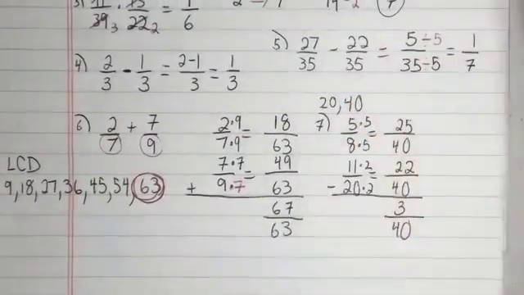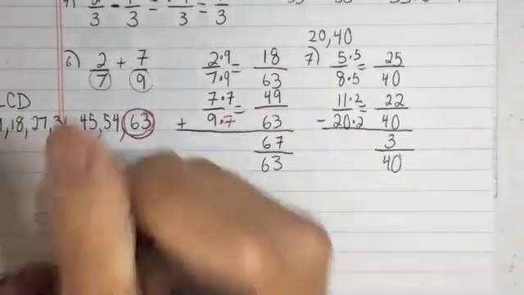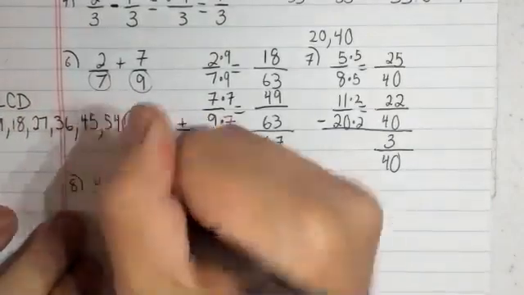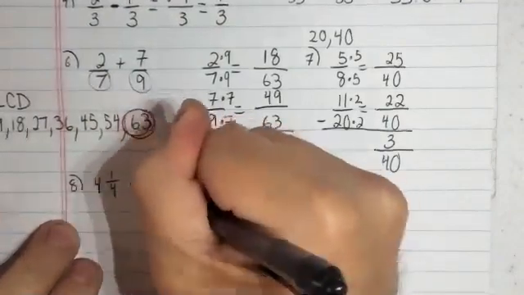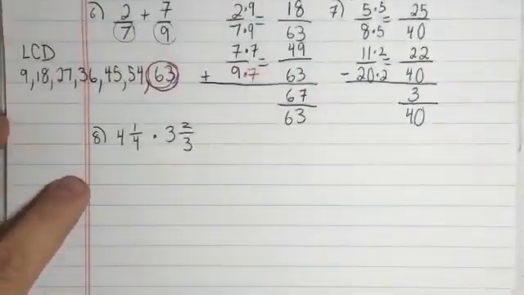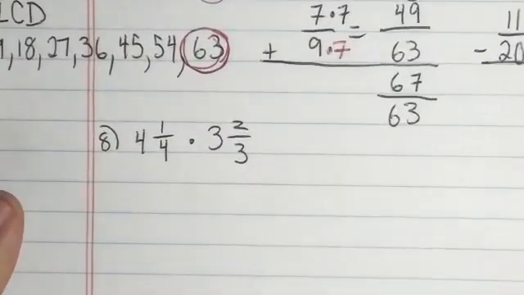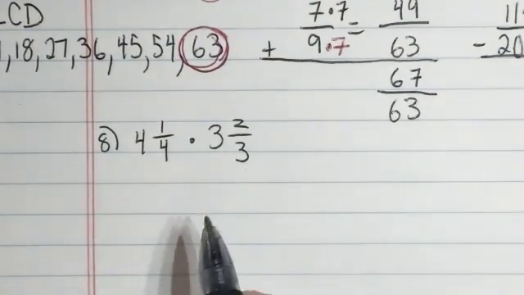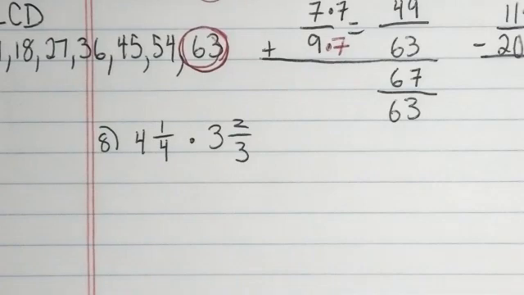All right, going on to our next example. Now we're going to start dealing with mixed numbers. So what you have is 4 1/4 times 3 2/3. Now, when you are multiplying these, we cannot multiply these as mixed numbers. So we have to rewrite them as what we call improper fractions.